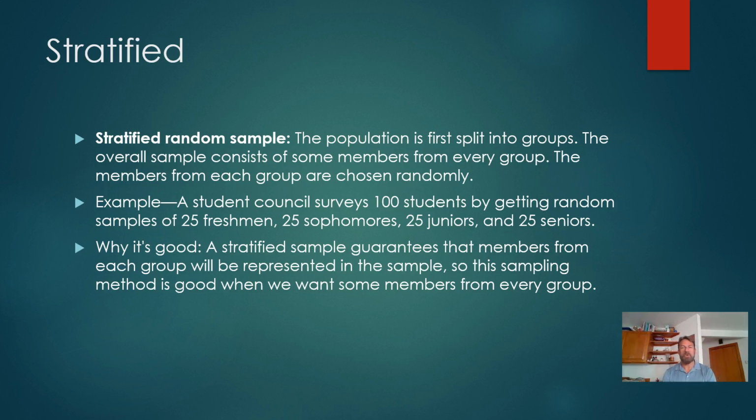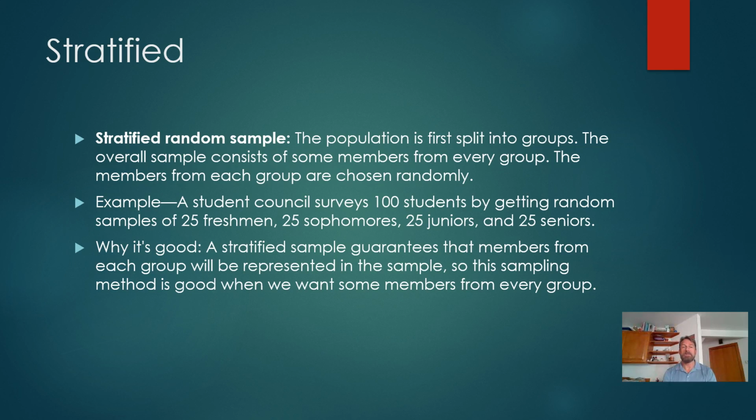Stratified. Stratified is where we take the population first and divide it into logical groups that make sense. And then we pick members randomly from those groups. An example here could be at a high school, where the student council survey could say, I want to survey 100 students, but I want to make sure that they represent all 4 grade levels.